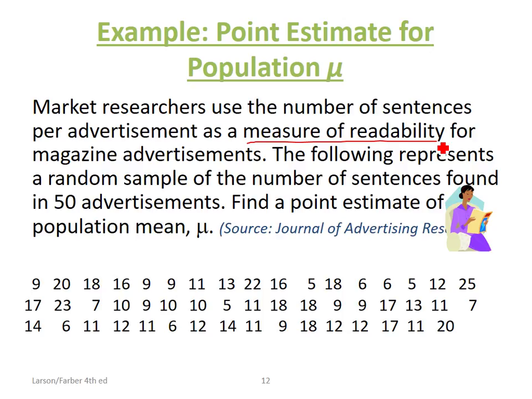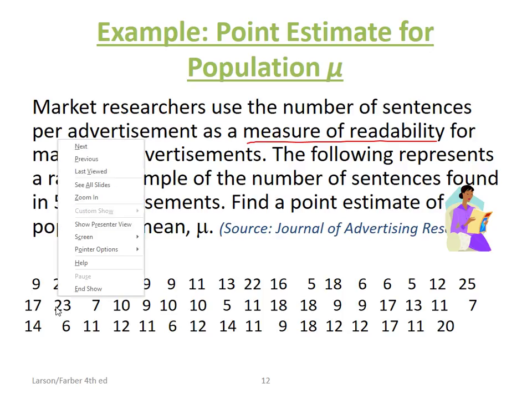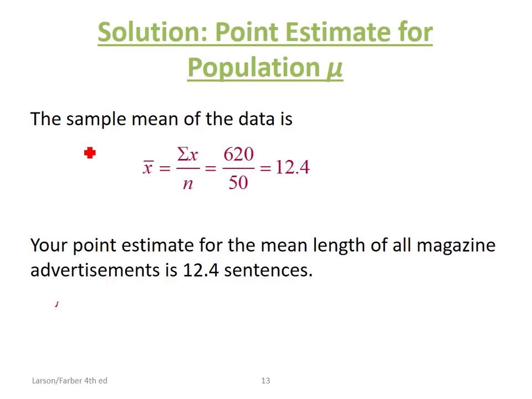And you notice down here we have all these numbers. If we want to find the mean of that, again, we add all those up and divide by how many of them there are. 620 divided by 50, we get 12.4. That's the mean of our sample. That's our point of estimate. So the average for our sample was 12.4 sentences.